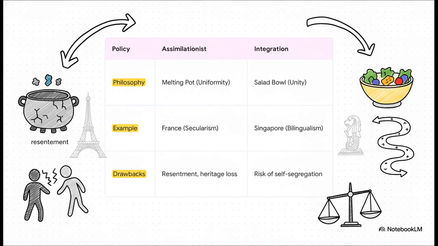This policy matrix is your key evaluation tool. Just look at the real-world examples. France, with its strict secularism in public life, versus Singapore, with its policies on bilingualism and ethnic integration. And you've got to notice the trade-offs. Assimilation can create resentment, but on the other hand, integration needs constant work to make sure groups don't just self-segregate. You have to use this to weigh which policy really creates better harmony.